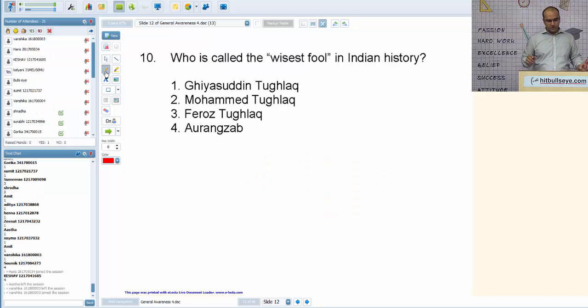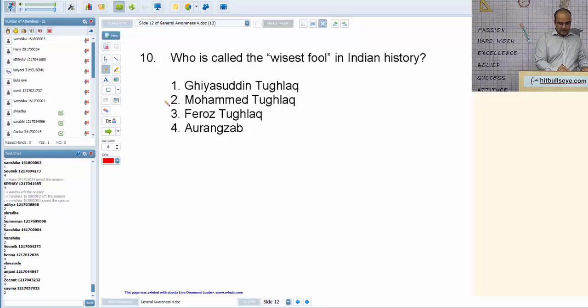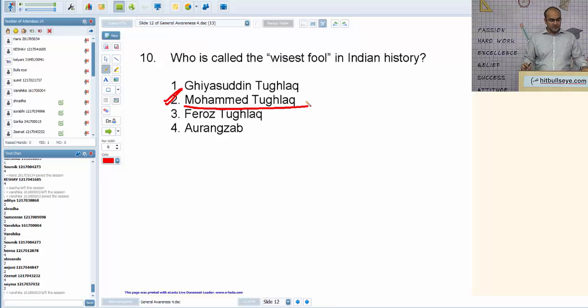Next question. Who is called the wisest fool in Indian history? Again, a fairly simple question. Most of you have the right answer to this one as well: Muhammad bin Tughlaq of the Tughlaq dynasty.